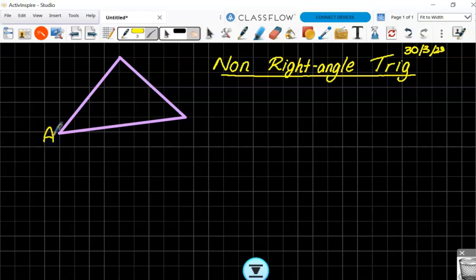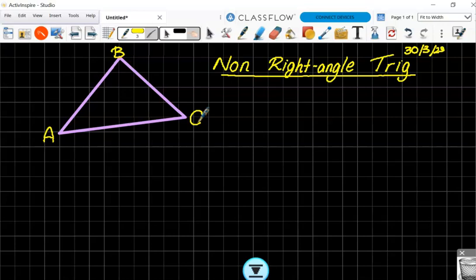Capital A. And this angle here, we will call capital B. And to go with the flow, we will call this angle capital C.